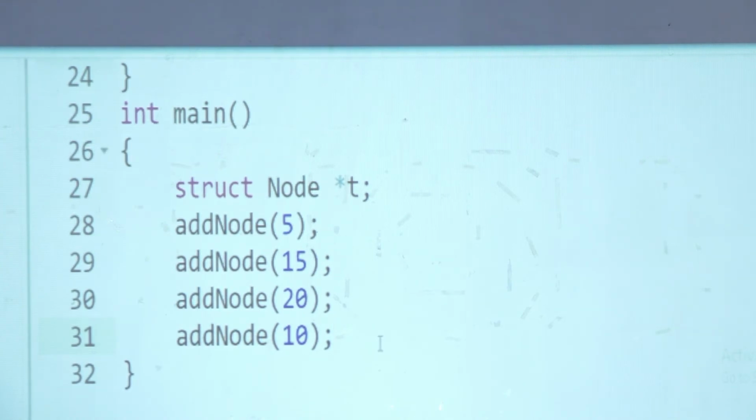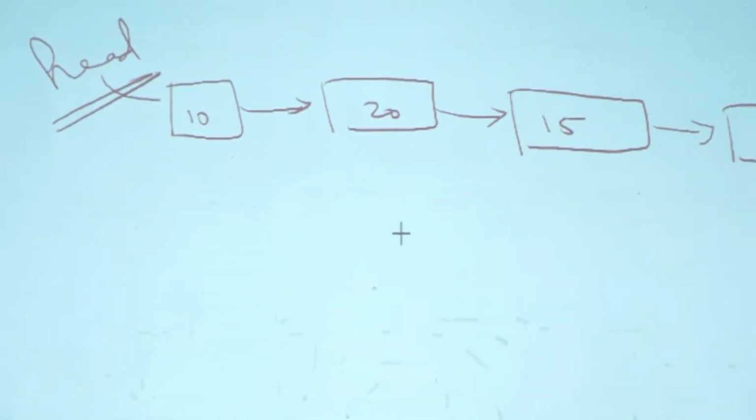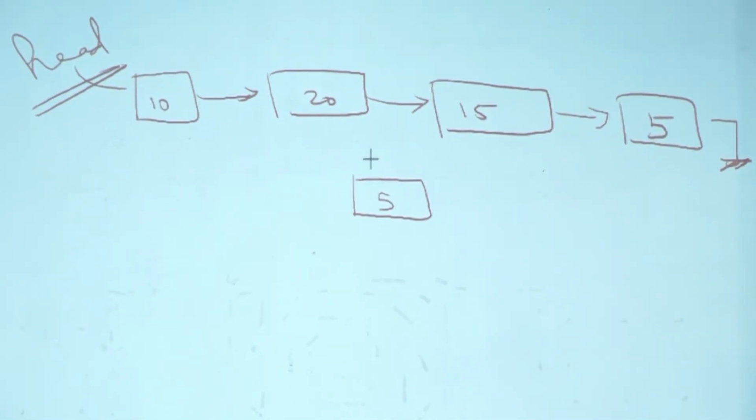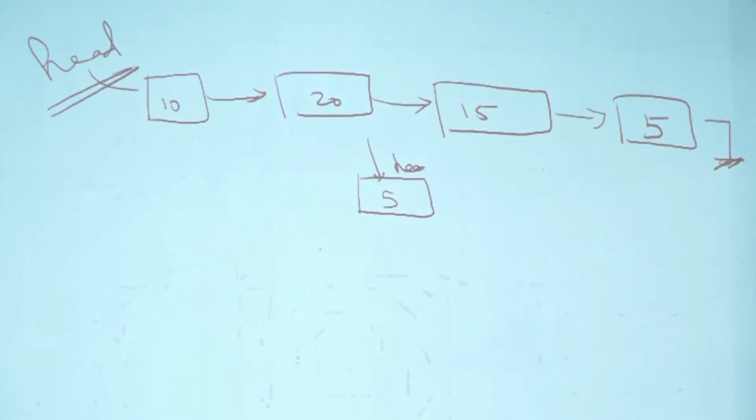So just to depict it, how did this all transpire? First we created 5, and at that point my head was this first node, head became updated. Then I created 15, and this was originally temp, remember? This was temp, and temp's next was made head. Okay, this happened. And then head was updated to point to this.